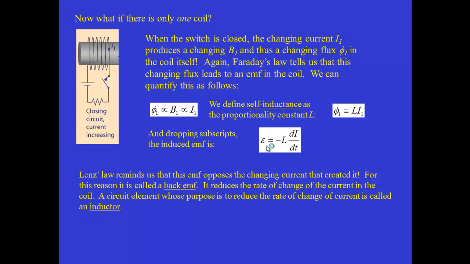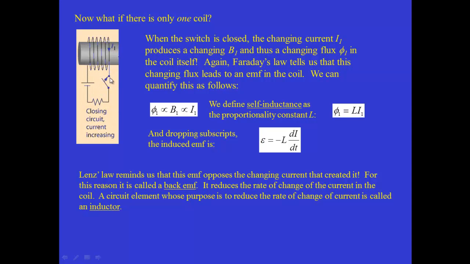Lenz's law reminds us that whether we're talking about mutual inductance or self-inductance, since Faraday's law is involved, the EMF that's set up always opposes the changing current that created it. And in the context of a single coil, like what we have here, one single circuit, this kind of an EMF is called a back EMF. And it's a back EMF because it produces a current in the coil that opposes the rate of change of the original current.